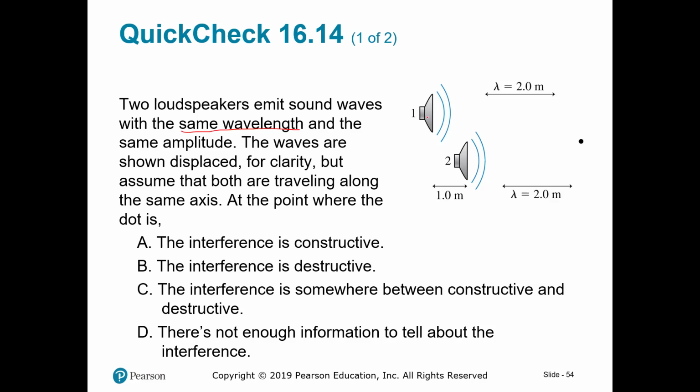So basically you see these two speakers are identical, and the waves are shown displaced, but assume that both are traveling along the same axis, right? So right here, what happened? You see here the lambdas are 2 meters, right? So then this one will travel 2 meters, and then the path length difference here is what? 1 meter. So the delta D is 1 meter, which is what?